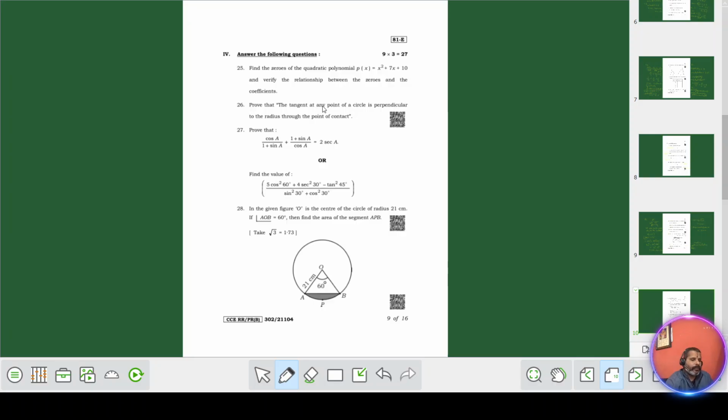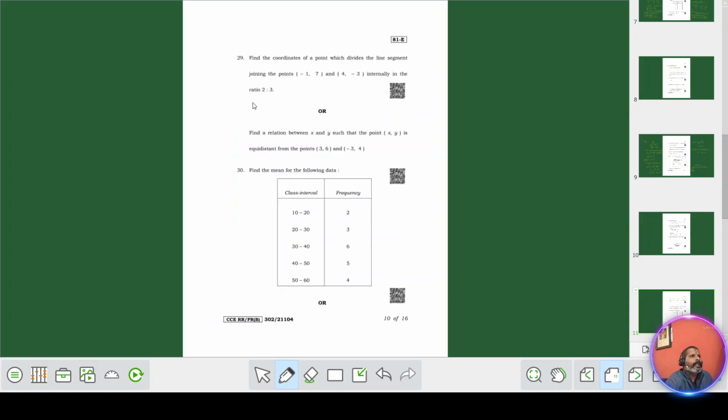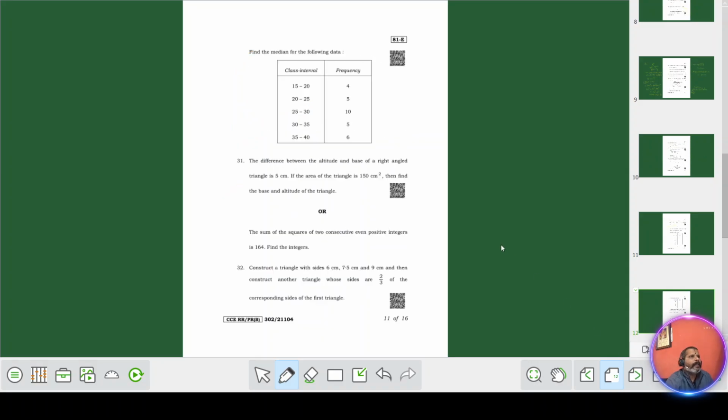Find the zeros of the quadratic polynomial. This is also repeated. Tangent is perpendicular. Tangent at any point of a circle is perpendicular to the radius through the point of contact. Yes, this is proved. This is again proved. 28th one. 29th is again a repeated question. I'm not solving them. You can refer to the links given in the description for the solutions. This is again repeated. This is repeated. This is again a repeated one. This is repeated.